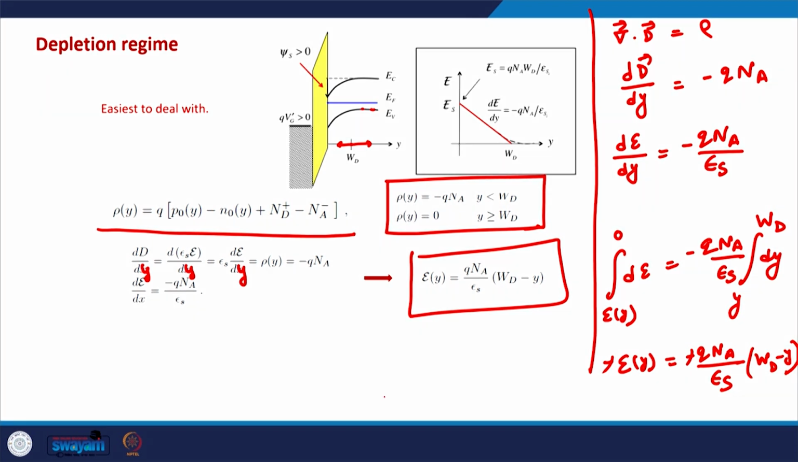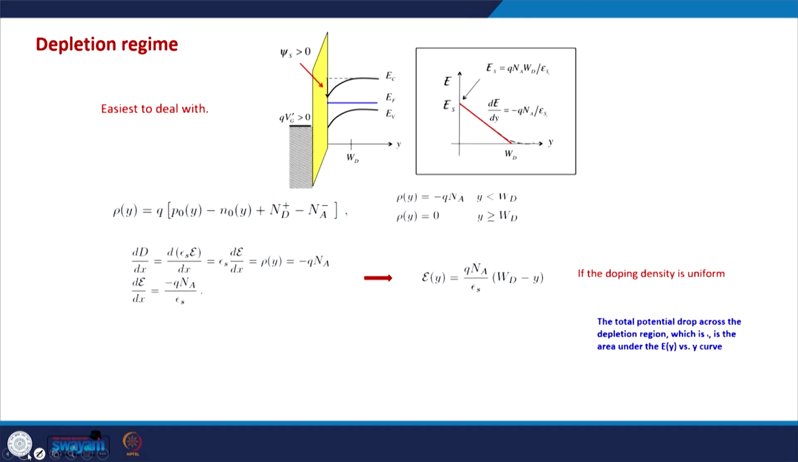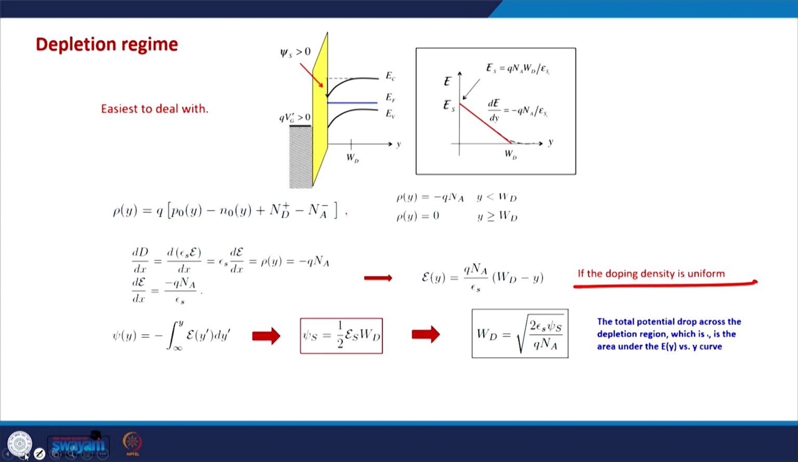This is the case in depletion approximation, and we are assuming that the doping density is uniform. Okay. Now, with this we can easily calculate the potential distribution as well.